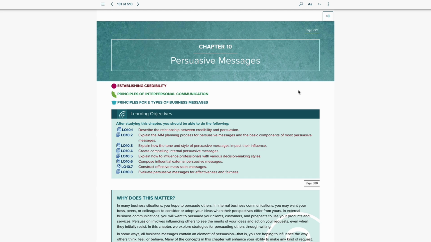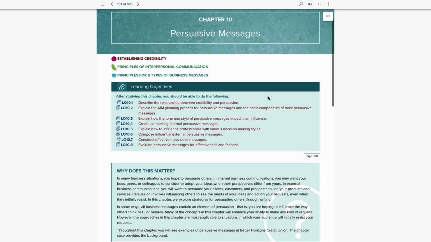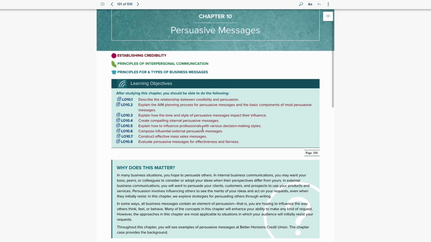So step one, figure out what chapter you're reading. In this chapter, we're looking at chapter 10, Persuasive Messages. And what I'm going to do as I go through this chapter is I'm not going to read every single word in the chapter. This is probably a 30 or 40 page long chapter. Instead, I'm going to spend a little bit of time understanding what the learning objectives are for the chapter.